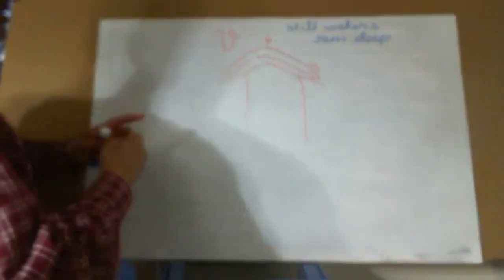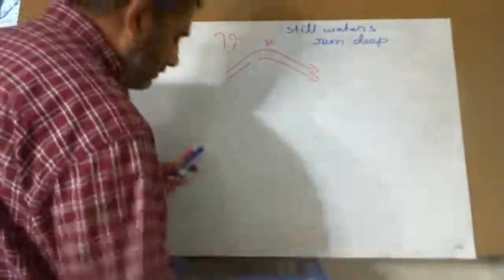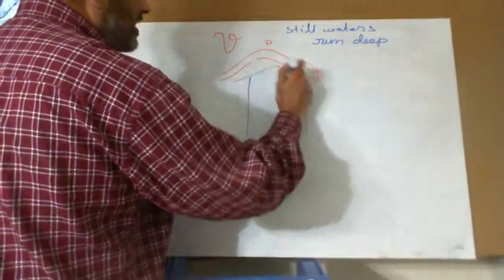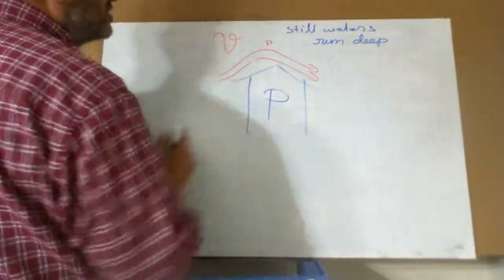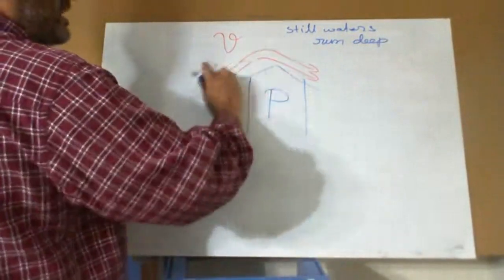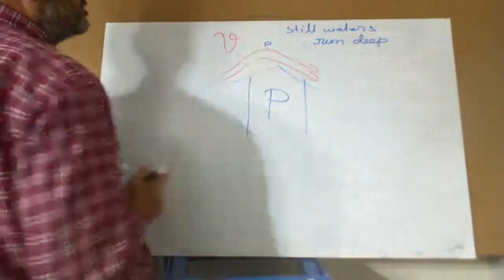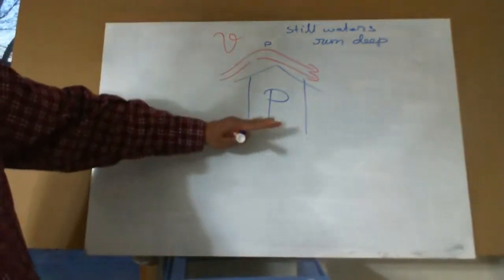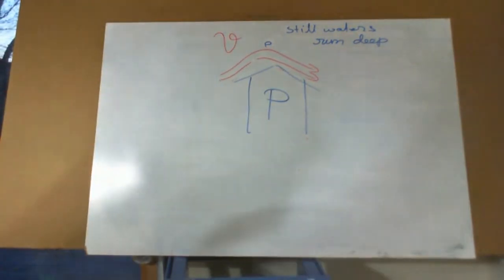Inside the house, I should have used a different color here. So this is the house. Inside the house, the air is not moving at all. So the pressure here is larger. The pressure outside, because the air is moving, larger speed, smaller pressure. So what happens? Because the pressure inside is larger than outside, sometimes the roof comes off. The roof gets blown.